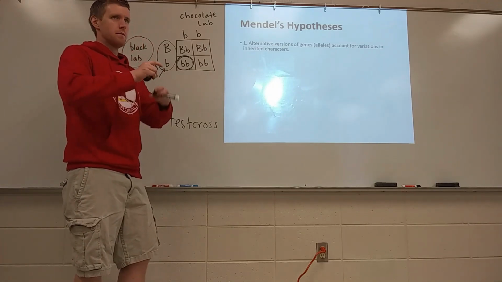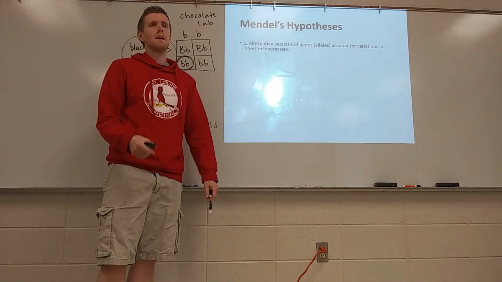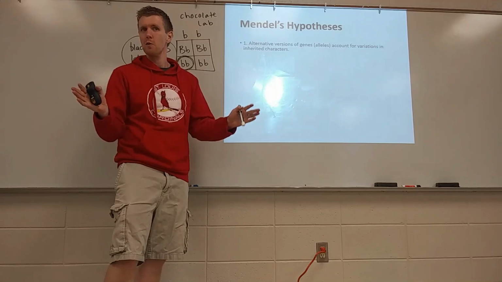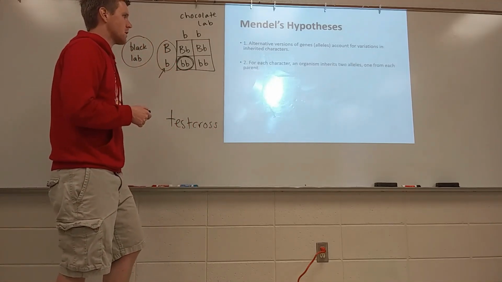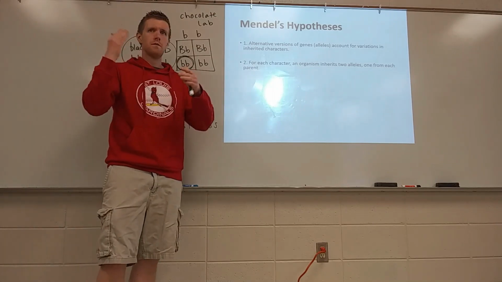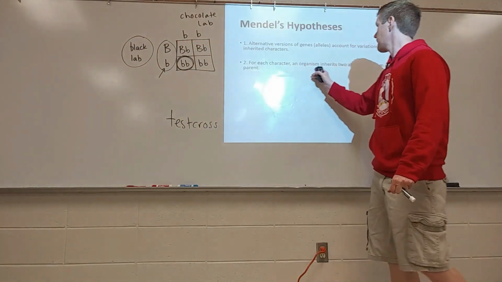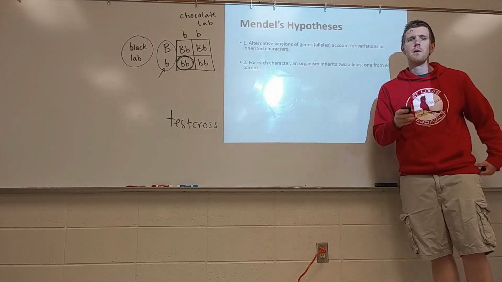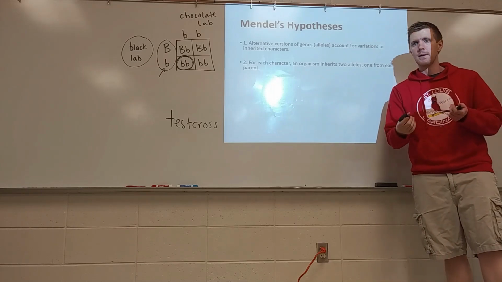So alternative versions of genes account for variations. Just look around. If we were in the classroom, look around the room, and you'd see a lot of variation. For each character, so for each physical feature that an organism has that's controlled by a gene, they inherit 2 alleles, one from each parent, because living things generally are diploid.